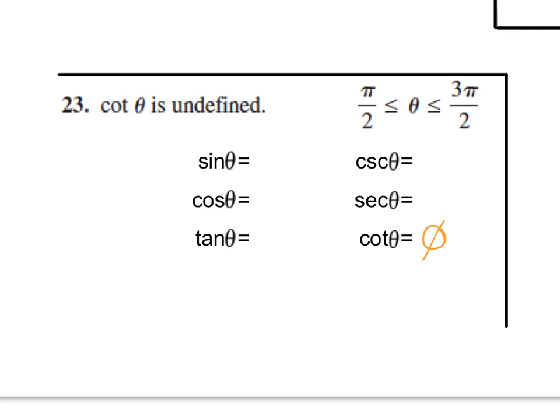Tangent's the reciprocal of cotangent. So what's the reciprocal of something undefined? In order to be undefined, you have to have something divided by 0, right? So if I flip that, I have 0 over something, which equals 0. That's 0 for tangent.